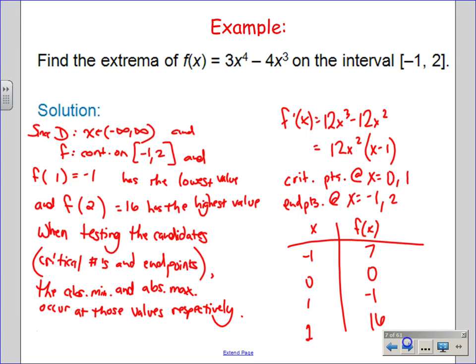They just said find the extrema. So I went ahead and identified both the values and the at. They didn't say points. If they'd said points, I would have given them 1, -1, and 2, 16. If they just wanted the maximum value and the minimum value, I would have put -1 and 16.